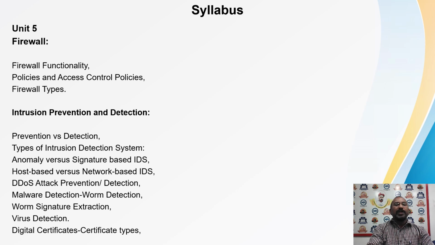The first one is anomaly versus signature based IDS, then host based versus network based IDS, then distributed denial of service attack prevention and detection, then malware detection, worm signature extraction, virus detection, digital certificates, and the various types of digital certificates.